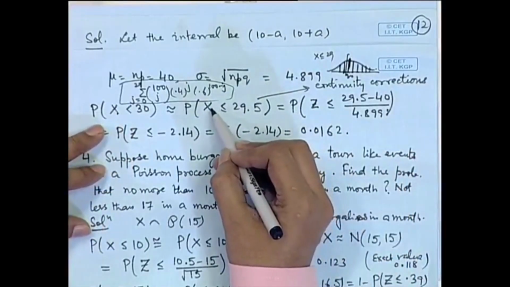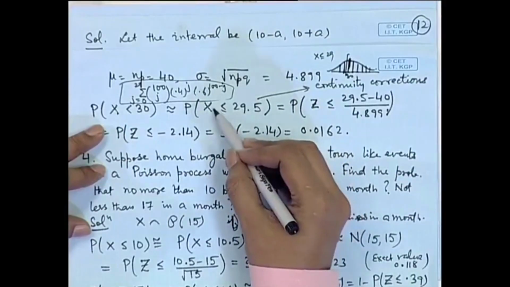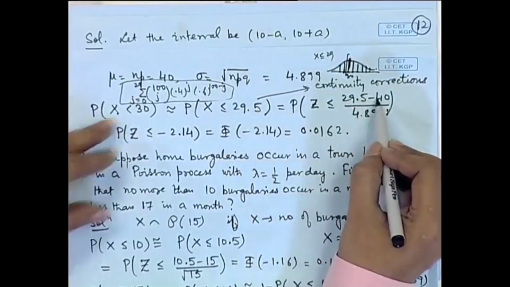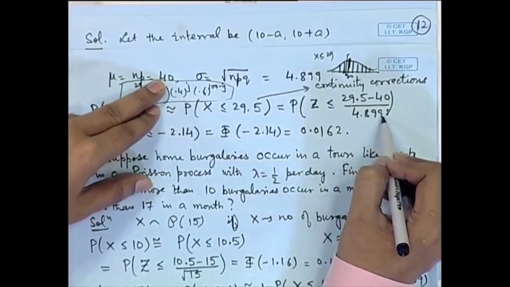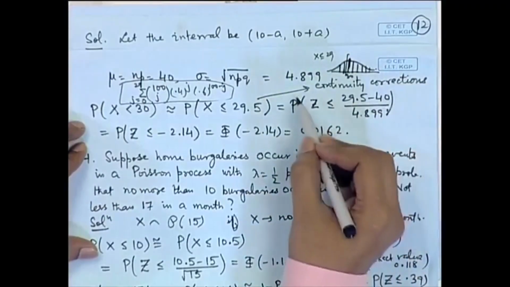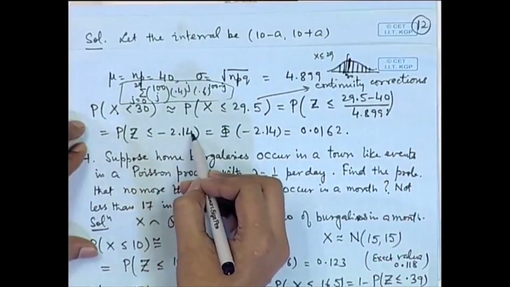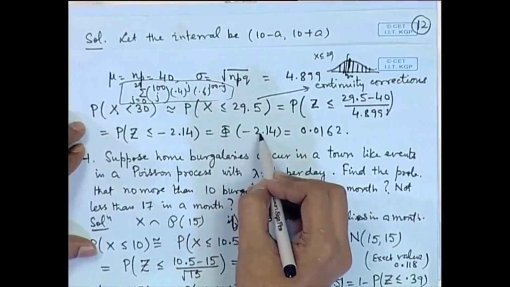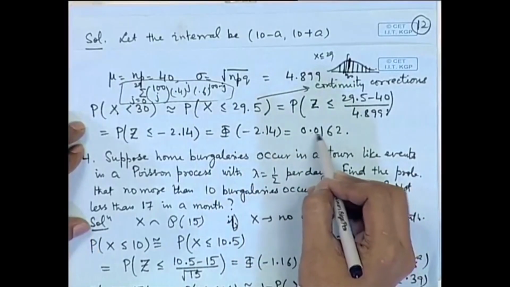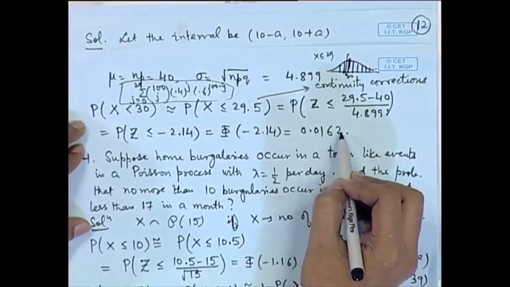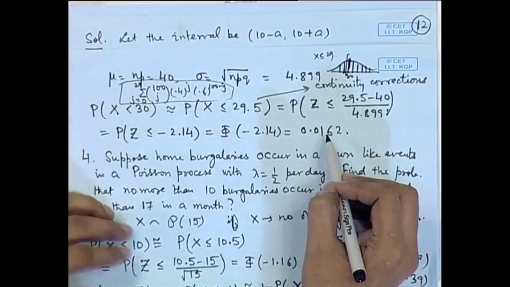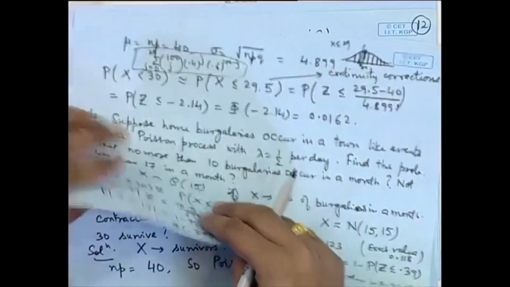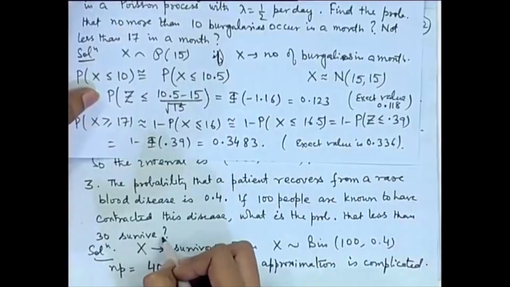Now, we make use of the fact that (x minus mu) by sigma is approximately normal. So, 29.5 minus 40 divided by 4.899, this is z less than or equal to minus 2.14. That is the CDF of the standard normal distribution at the point minus 2.14. So, from the tables of the normal distribution we can observe it is 0.0162. So, the probability is quite small that less than 30 will survive.